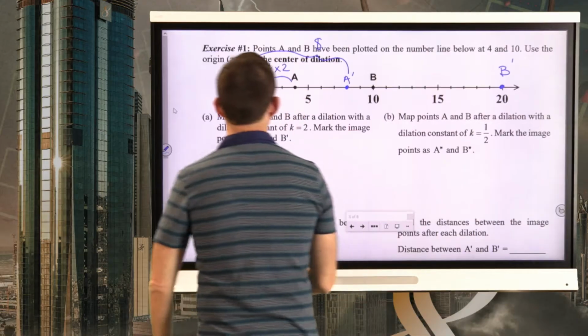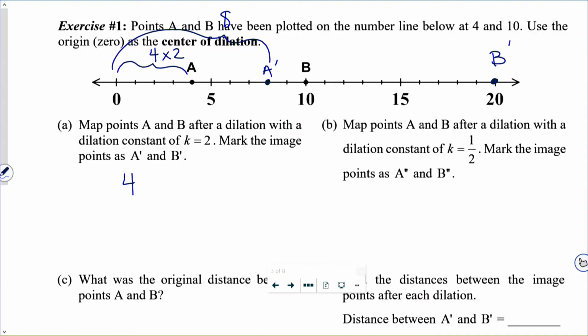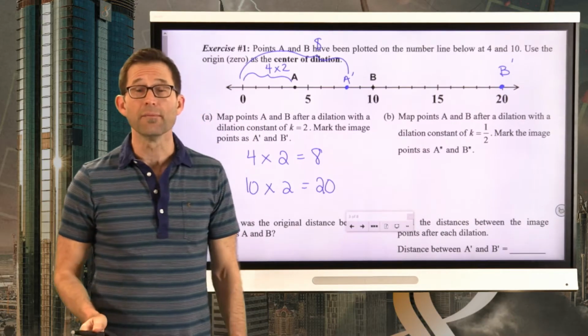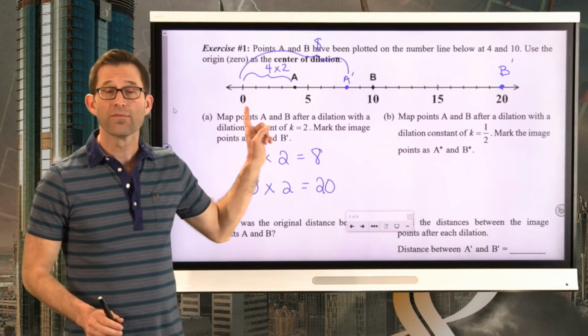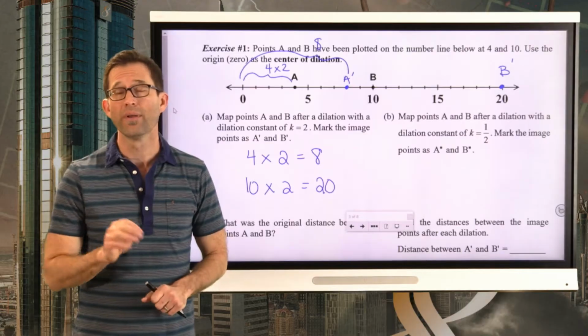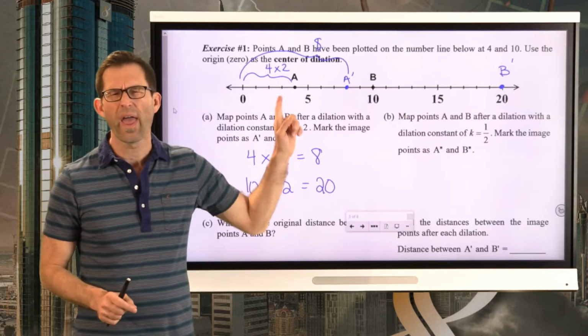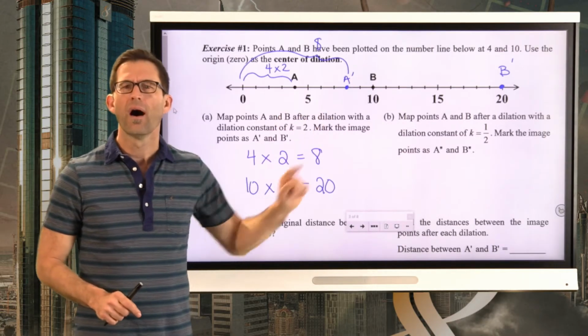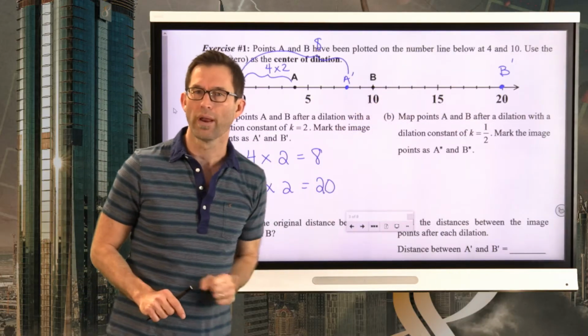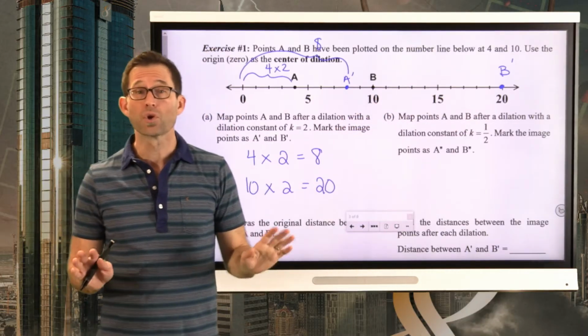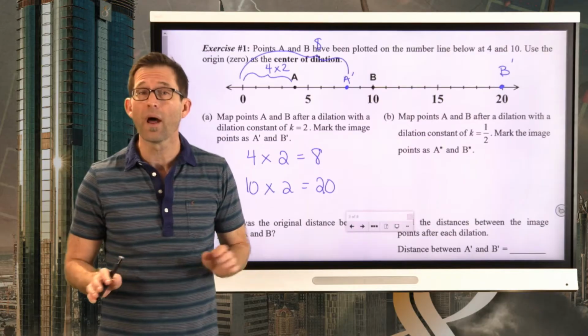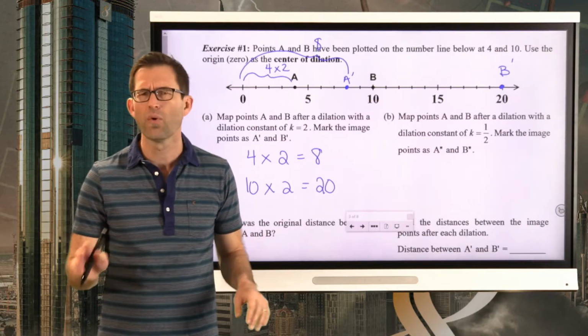You can really think about this literally as, we have that distance, 4 times 2 gives us 8 units, and 10 times 2 gives us 20 units. And of course, this is particularly easy because our center of dilation is right there at the point 0. So it's very easy. A is at 4, now it's at 8. B is at 10, now it's at 20. Now, we can certainly have dilation constants that are a little bit uglier, fractional, decimal, whatever.